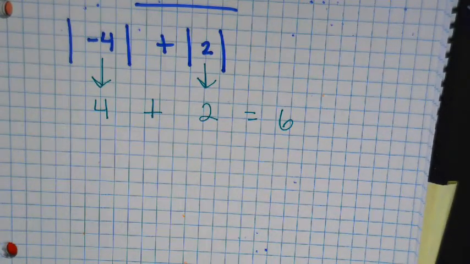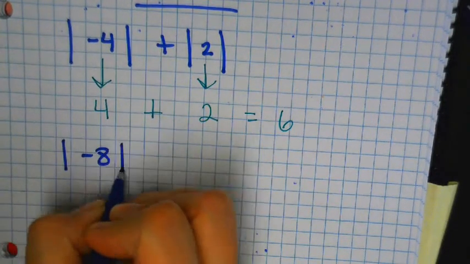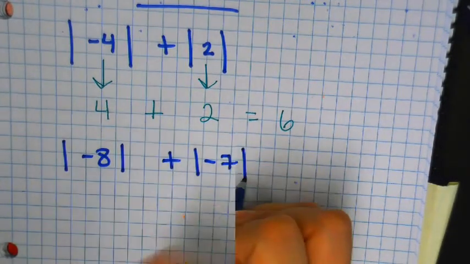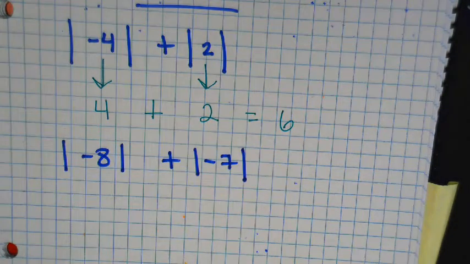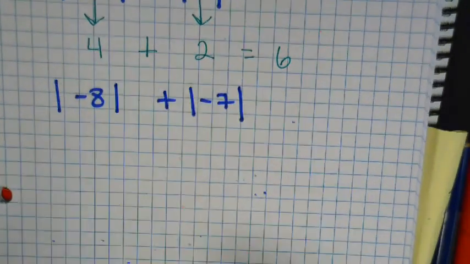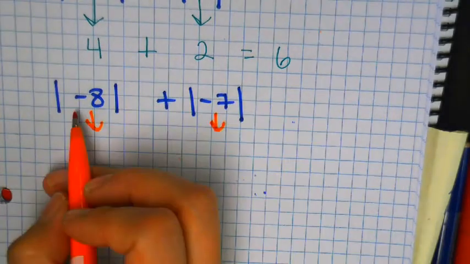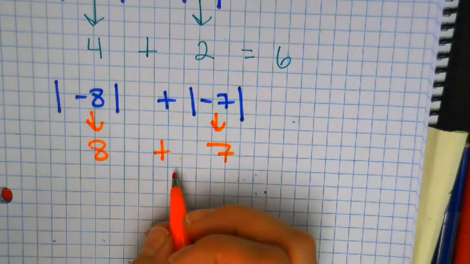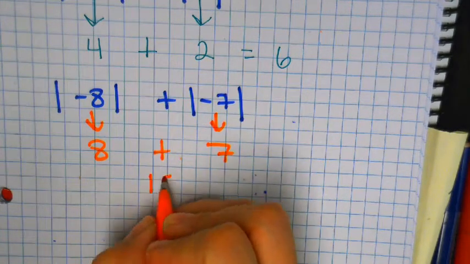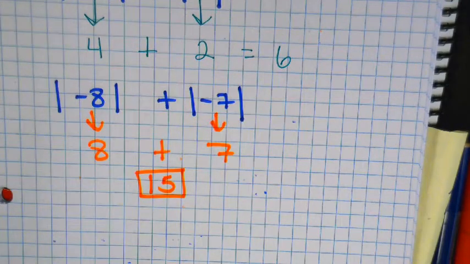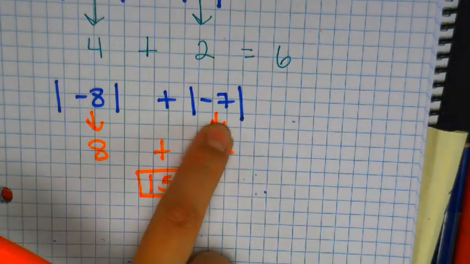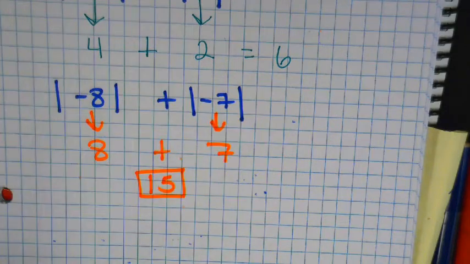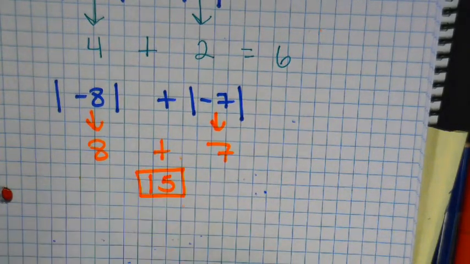All right. What's the absolute value of negative 8 plus the absolute value of negative 7? Write this down. You drop down the numbers. Absolute value of negative 8 is 8, plus absolute value of negative 7 is 7. 8 plus 7 is 15. Careful, careful, careful. If we didn't have bars, what would our answer be? Negative 15, which is not nearly the same thing as positive 15.